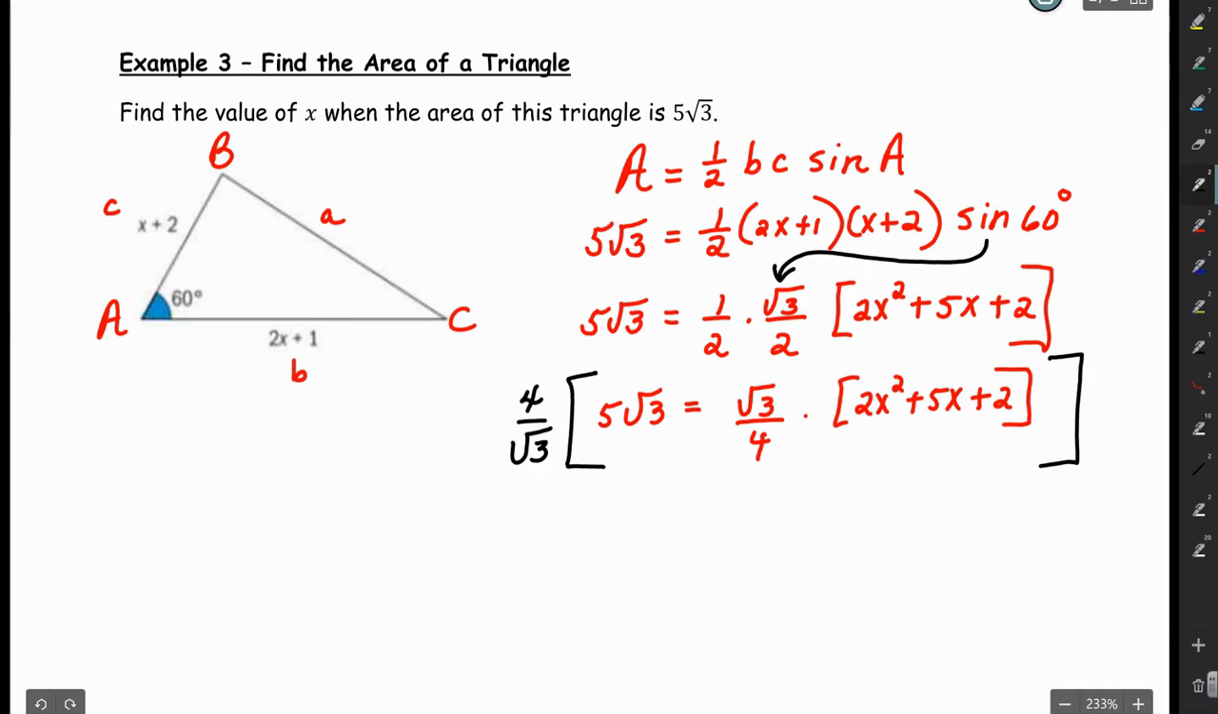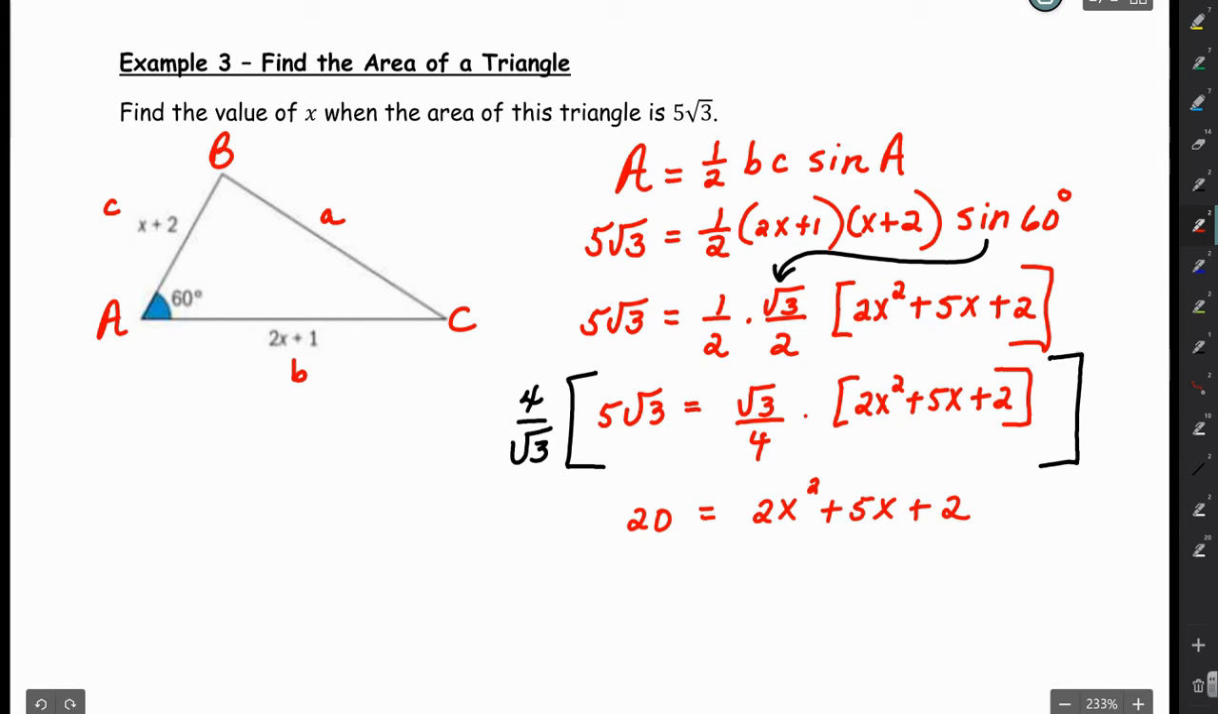Now, on the left side of the equation, when I multiply 5 root 3 times 4 over root 3, the root 3's are going to cancel, and I'm going to end up with 4 times 5, which gives me 20. So on the left side, oh, looks so much better, right? I have 20. When I multiply 4 divided by root 3 times the right side, the root 3 over 4 is going to go away because that just becomes 1. So the right side becomes 2x squared plus 5x plus 2.